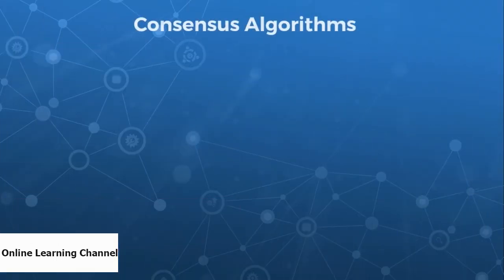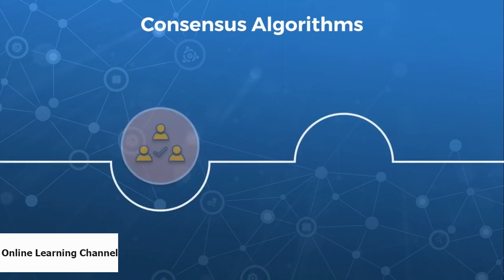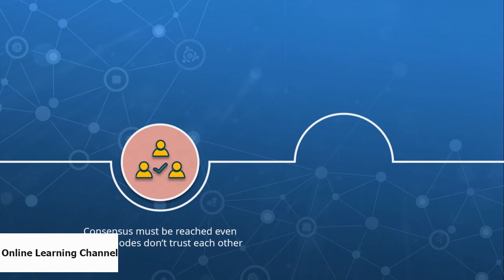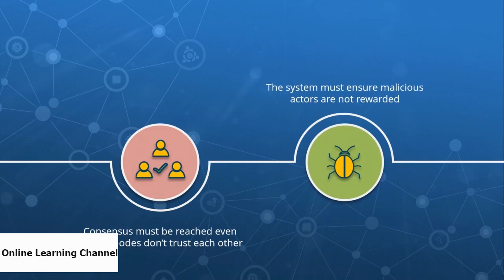One of the complications of arriving at a consensus in a public blockchain network like Ethereum is the fact that the nodes must come to an agreement even though they don't entirely trust each other. For this to happen, the solution is a systematic one where the system must ensure that any malicious actors are not rewarded for their behavior. And how exactly is this achieved? Well, by the means of consensus algorithms.